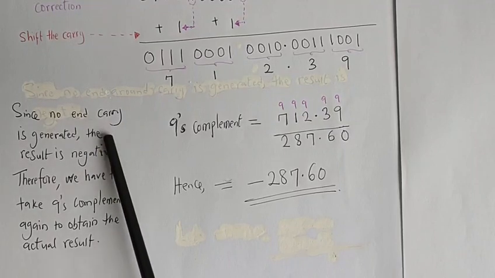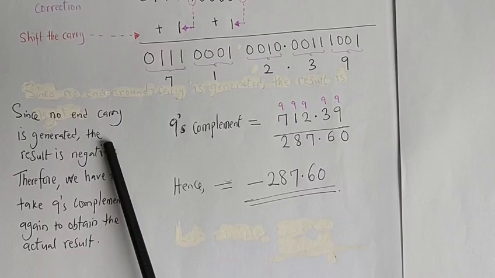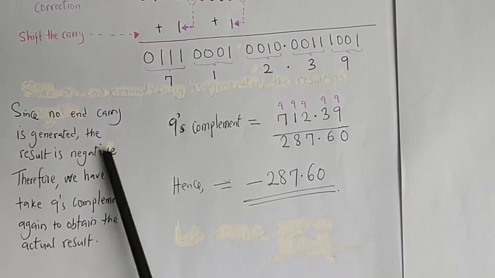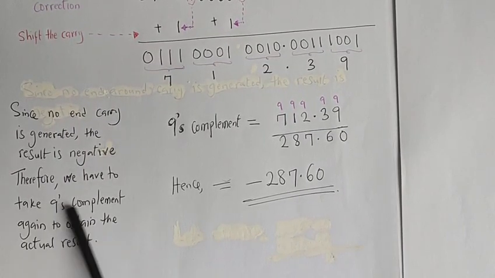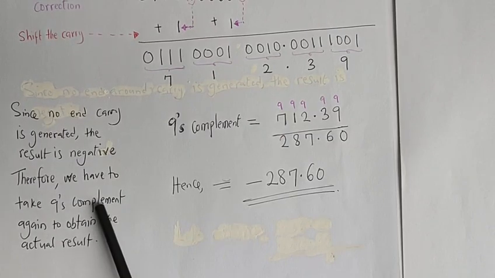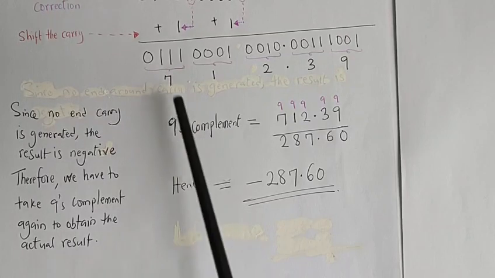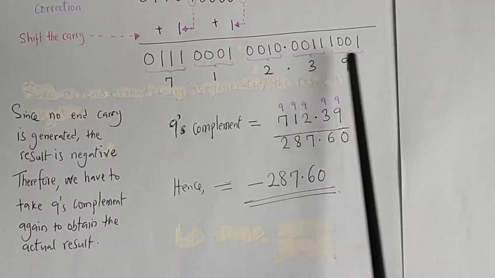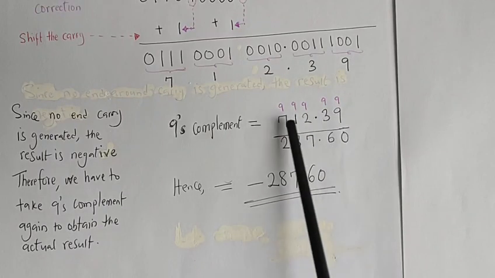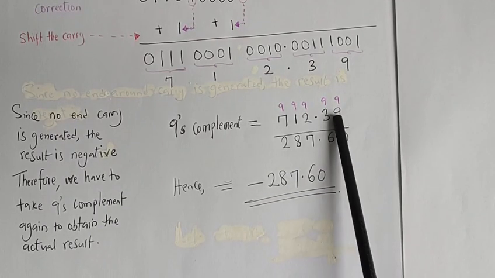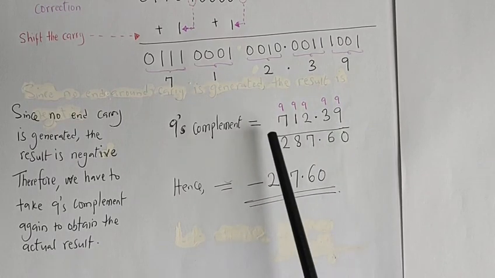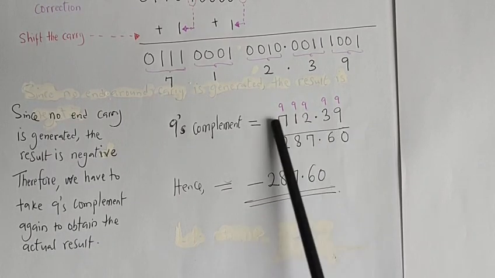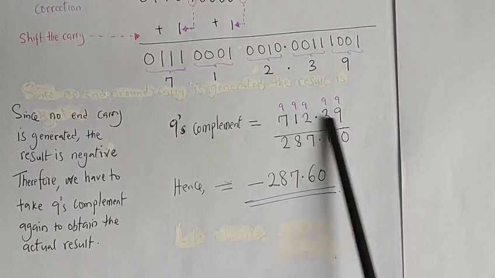Since no end carry is generated, the result is said to be negative. So therefore, our result will be minus. Since our result is going to be minus, the sixth rule says we need to take the 9's complement again to obtain the actual result. So what it means is this: the result we have obtained, which is 712.39, we have to subtract each and every digit from 9.